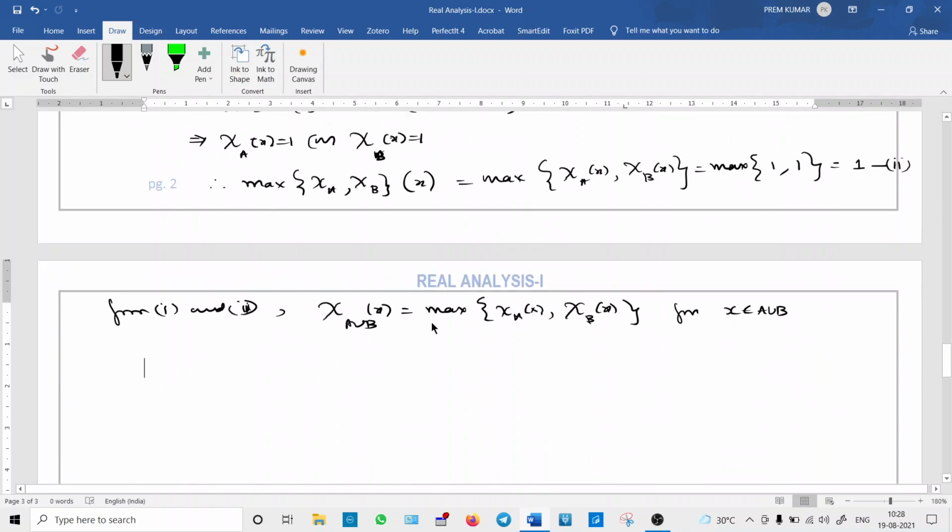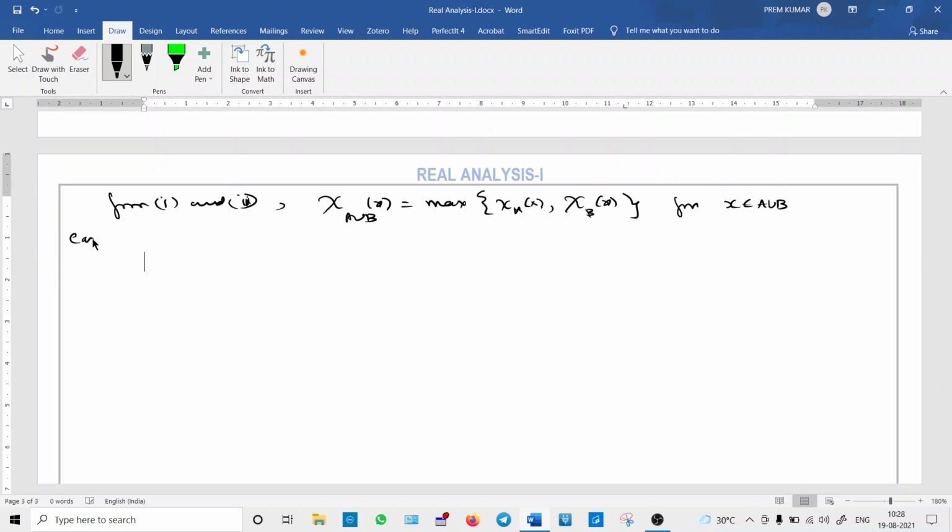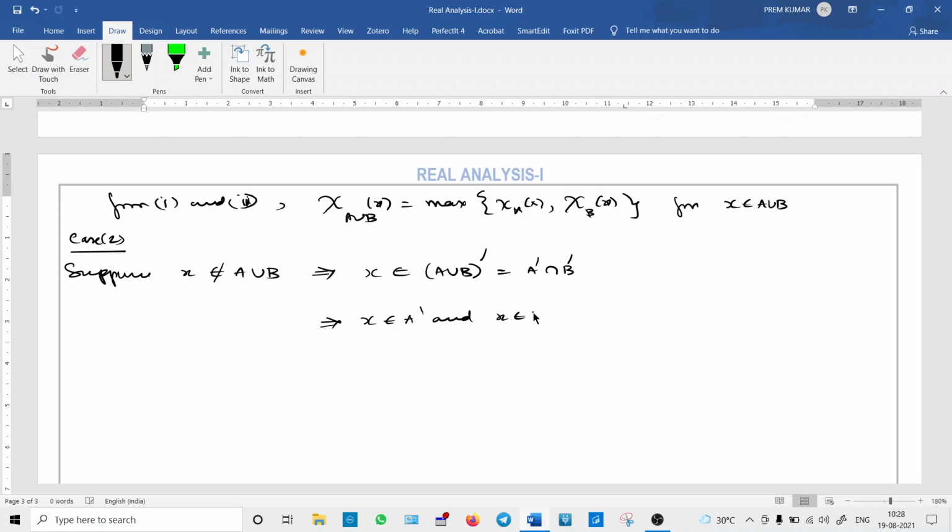Now we have to prove it for x not belonging to A union B. That is what I discussed as case 2. Suppose our x does not belong to A union B. What is the meaning? x belongs to the complement of A union B. So by De Morgan's law, this is nothing but A complement intersection B complement. So x belongs to A dash intersection B dash. So x belongs to A dash and x belongs to B dash.